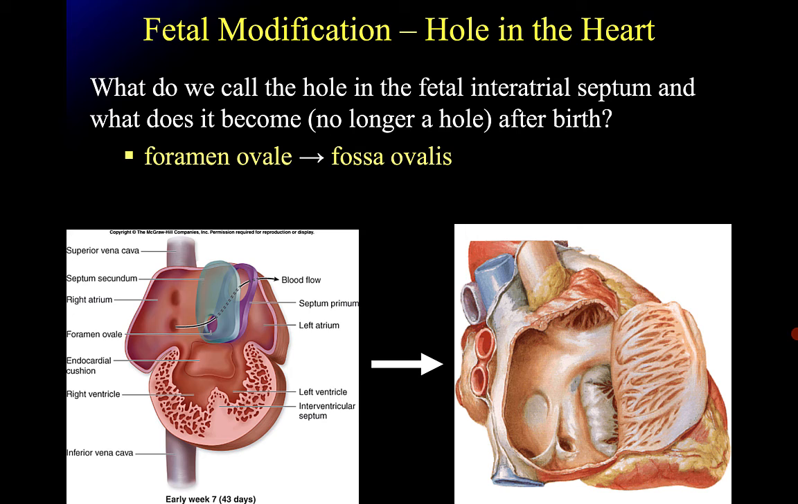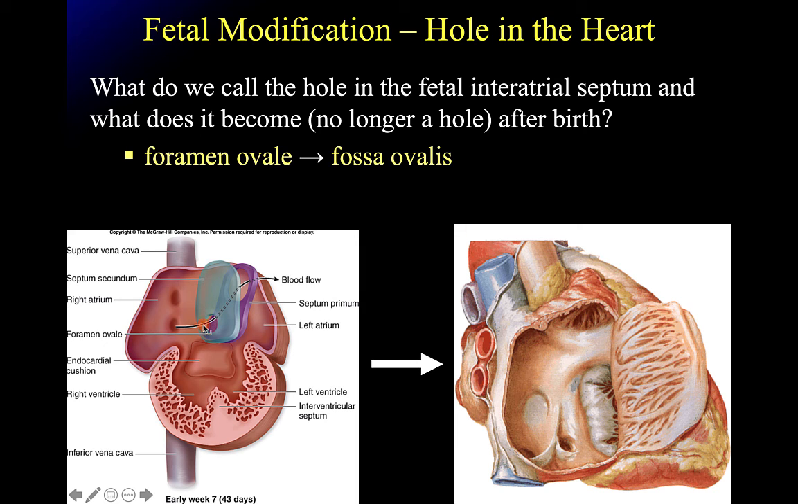Well, there are a couple of modifications we're going to take a look at in this chapter. So there is a hole in the fetal interatrial septum, and after birth it becomes something that is no longer a hole, but is still a recognizable feature. The hole uses the term foramen, and this is an oval hole, so it is the foramen ovale. I know we've seen a foramen ovale in the skull already, and it works kind of like this.